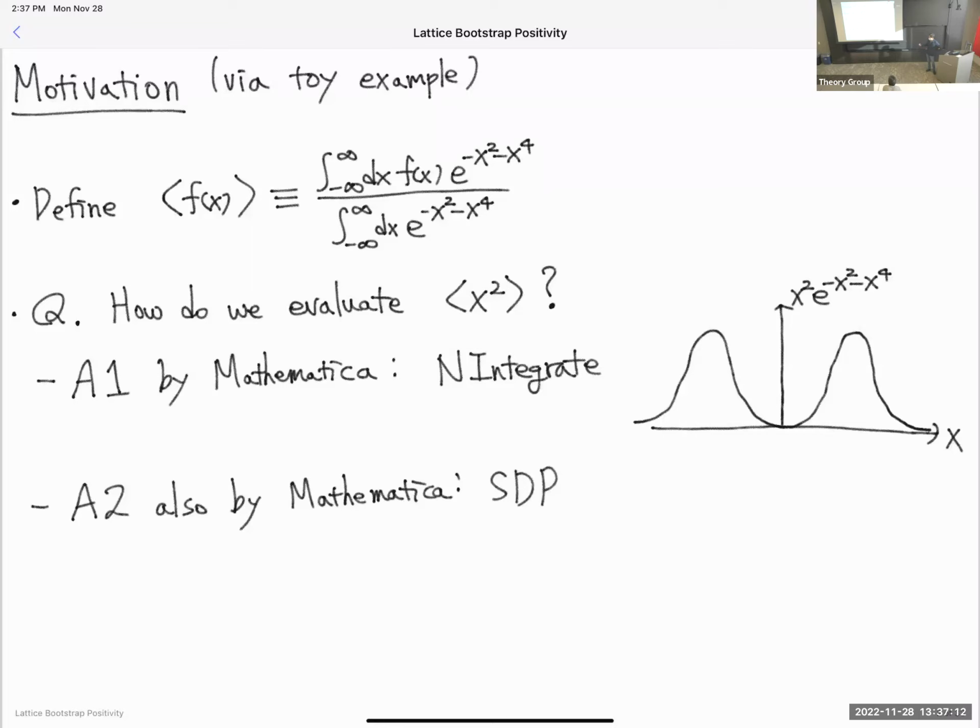Well, of course, if that was the end of the story, I wouldn't give a talk on this. The option is that there's now a second answer, which is also given by Mathematica, and it's called SDP, which is shorthand for semidefinite programming. In order to use this, we actually have to write down two more lines of code. For NIntegrate, you just plug in this expression. For SDP, you need to write down two more lines of code.